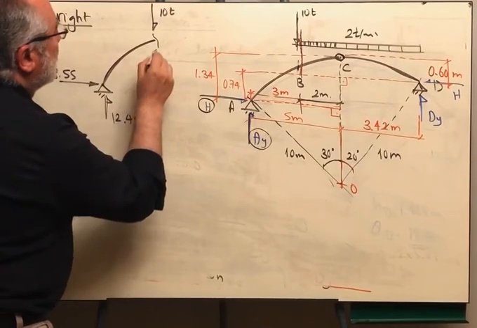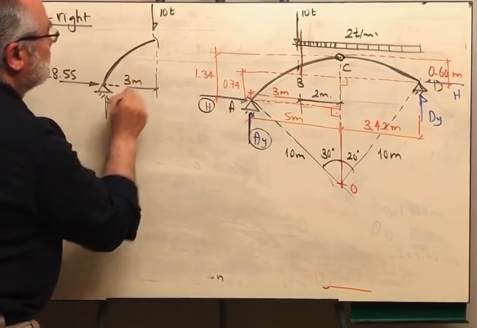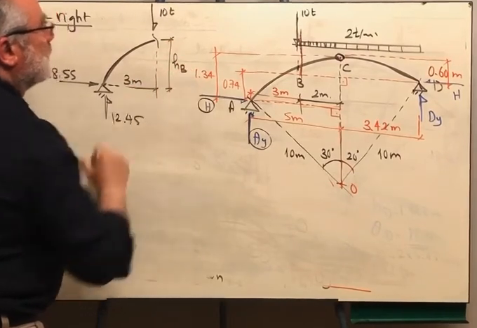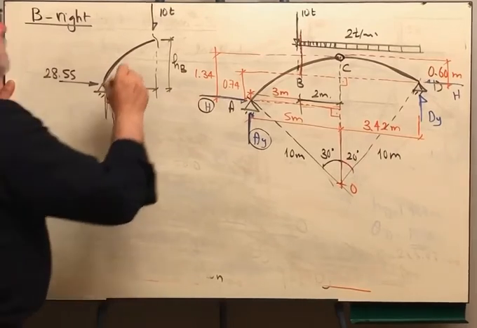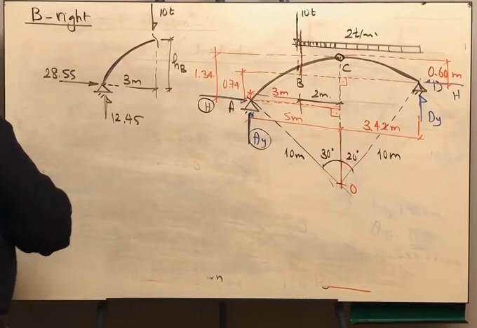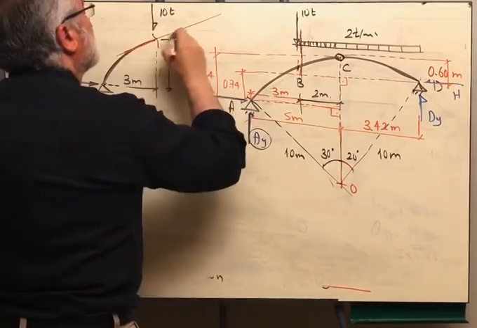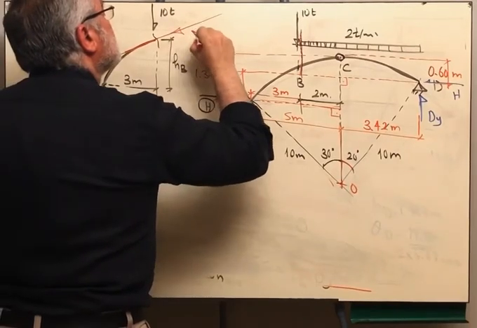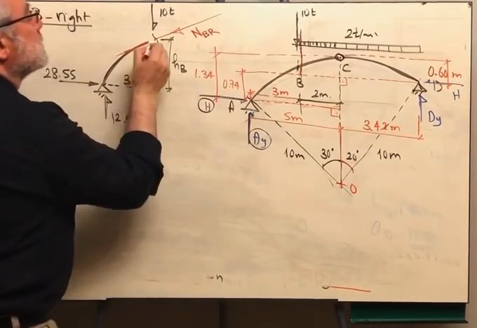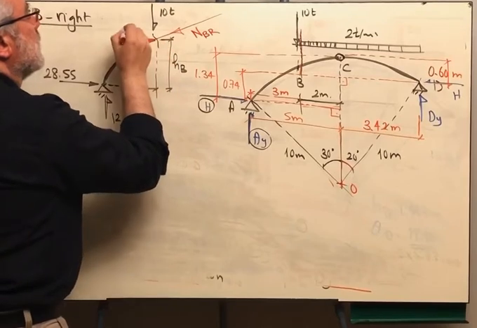and we need to get this distance. We got it already to be 3 meters, and we need to get the height of the arch at point B, and of course this is the tangent. This is the tangent to the arch. Then this is the direction of the normal force in B right, and the angle subtended here is theta B.